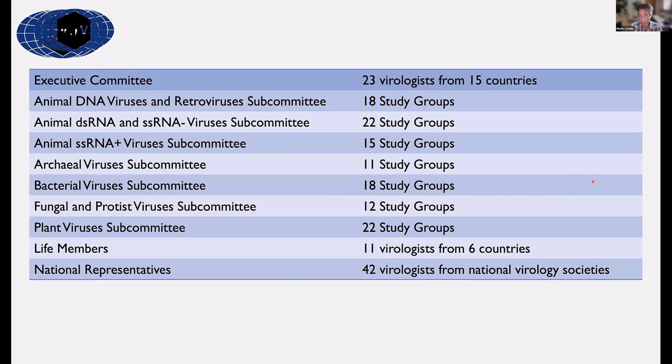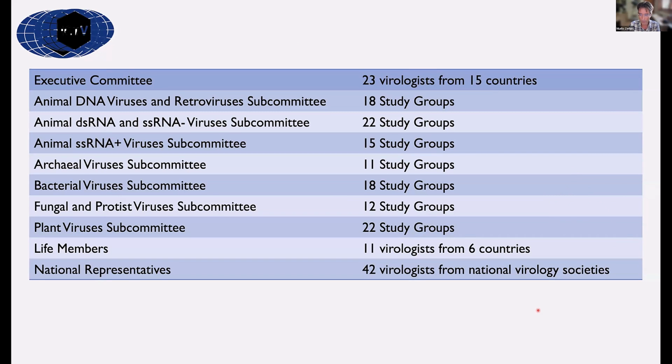And each subcommittee, there are 7 of them, has a number of study groups that are associated with them. You can see here, the number varies from 11 to 22, depending on the subcommittee. Each study group has a chair and a number of members. Some study groups are very small. They have only 4 or 5 members. Some are larger, like with 15 or 20 members. So on average, 10 members from each study group.